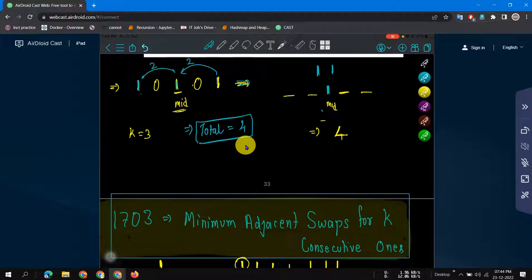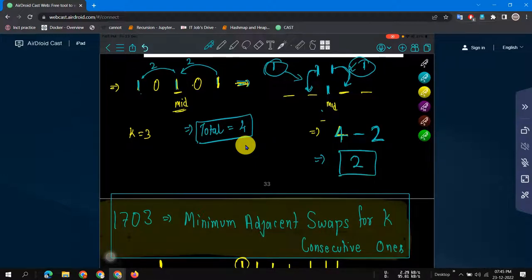I have to distribute them. So I need to put this one to this point and this one to this point. How many jumps do I need? For this one I need 1 jump, and for this one I need 1 jump. Then I subtract the jumps needed to spread around the midpoint from the total jumps needed to collect all the ones at the midpoint. In all, we need 2 moves to spread, so I subtract it, and the answer will be 2 jumps. So I will use this approach.